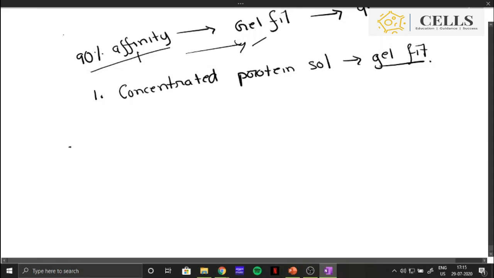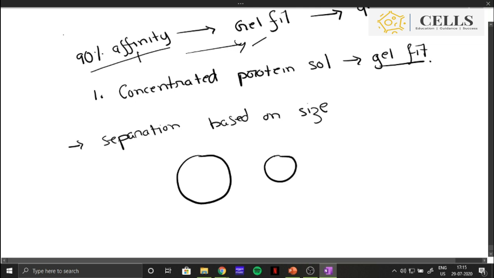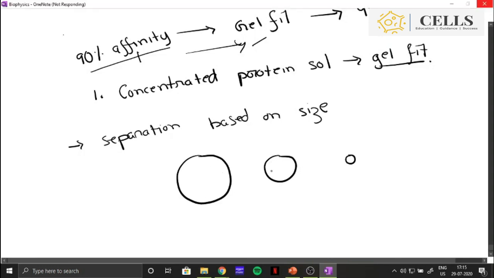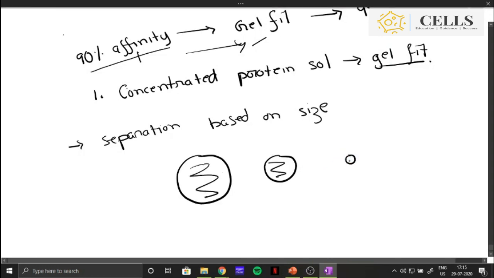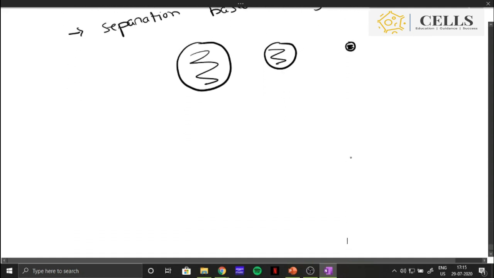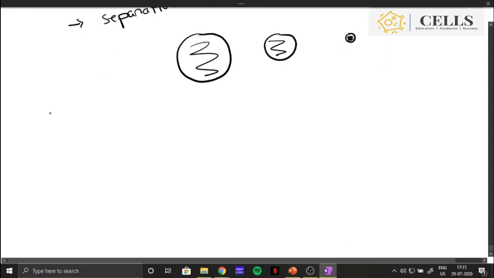Gel filtration is, as I already told, separation based on size. In an isolate, you have some big proteins, some medium proteins, and some smaller proteins. So you separate them, like you separate the large proteins from the small ones. Now I'll come into the details about how the separation is happening.